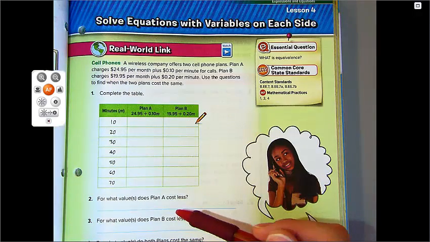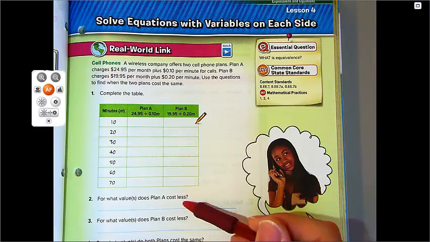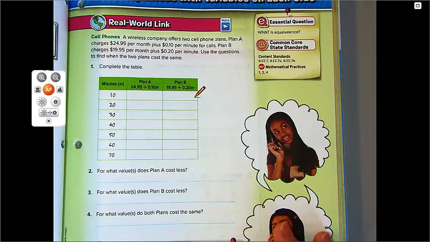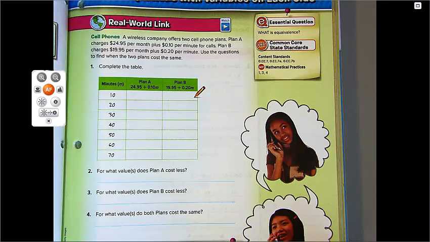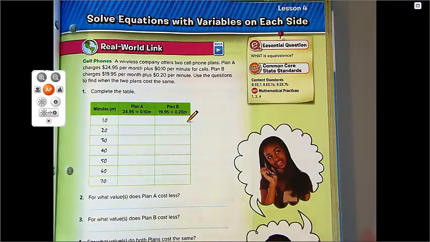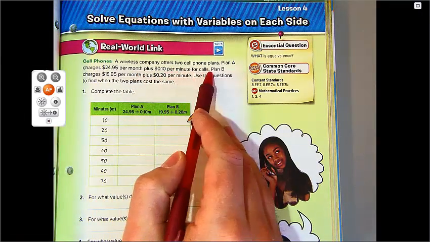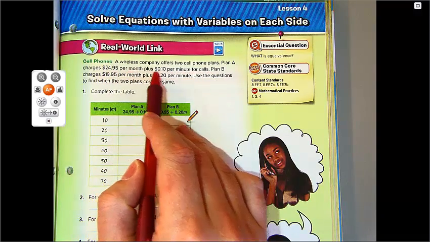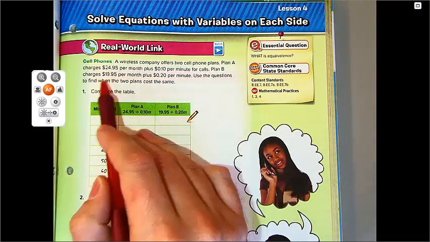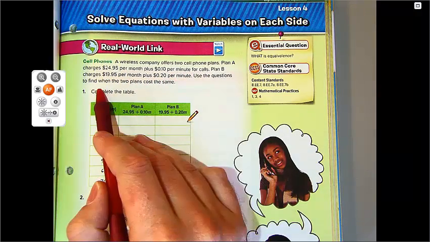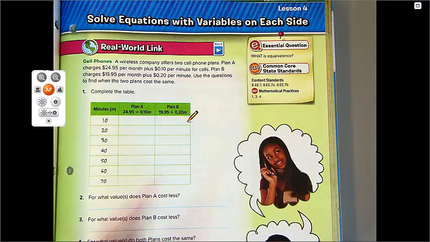Our questions are, for what values does plan A cost less? For what values does plan B cost less? And for what values do both plans cost the same? Depending on how many minutes you actually spend on the phone, you're going to want one plan or the other. A wireless company offers 2 cell phone plans. Plan A charges $24.95 per month, plus 10 cents per minute for calls. Plan B charges $19.95 per month plus 20 cents per minute. Use the questions to find when the 2 plans cost the same.